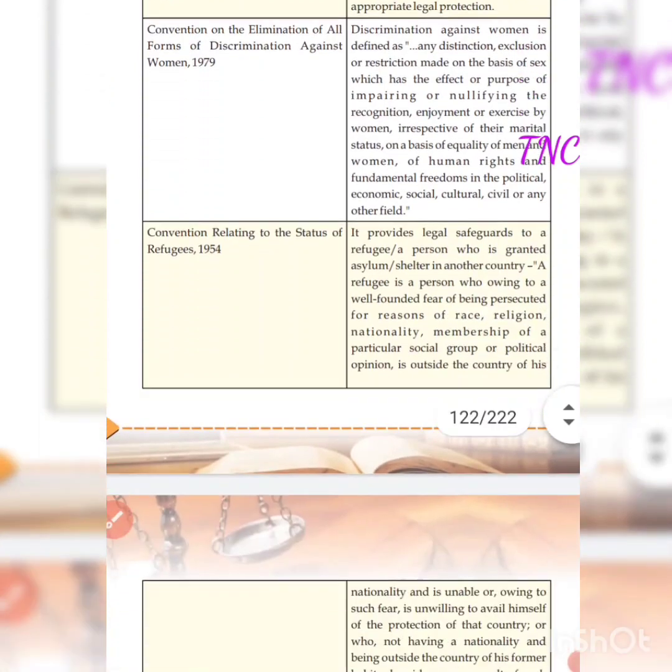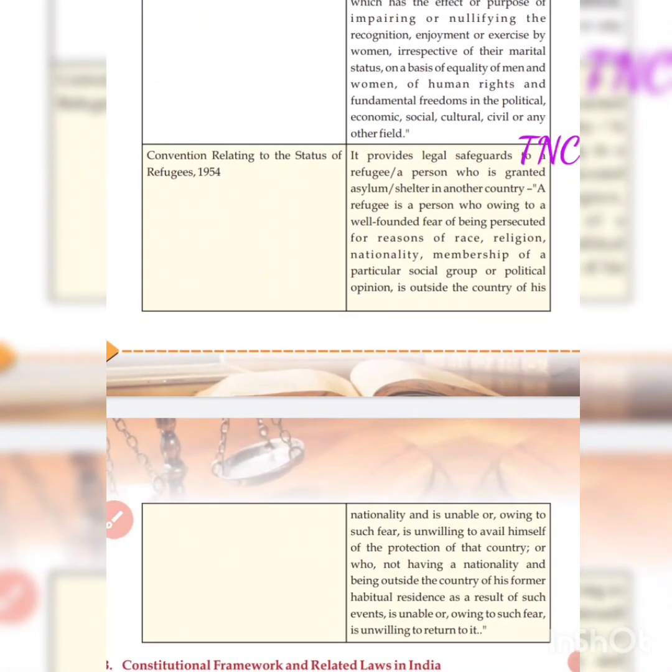Convention relating to status of refugees 1954. Refugees, you must know what this term means. If you don't know, you look it up on Google Baba. Otherwise, being a class 12 student, you must know what this term conveys. It provides legal safeguards to a refugee or a person who is granted asylum, shelter in another country.